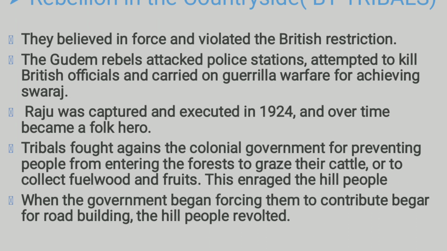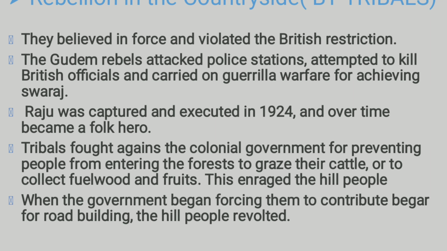They said this from his side. Raju was captured and executed in 1924, and over time became a folk hero. When he went to shoot the Britishers, they captured him in 1924, and over time he became a folk hero.